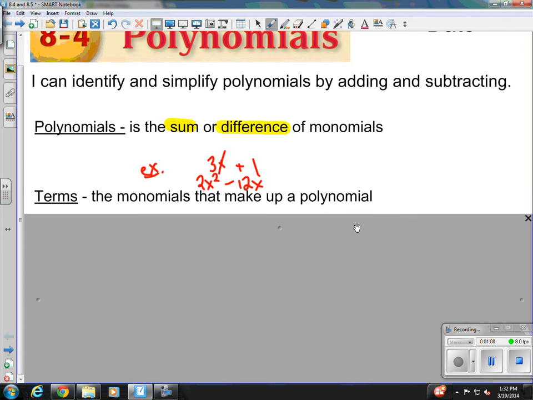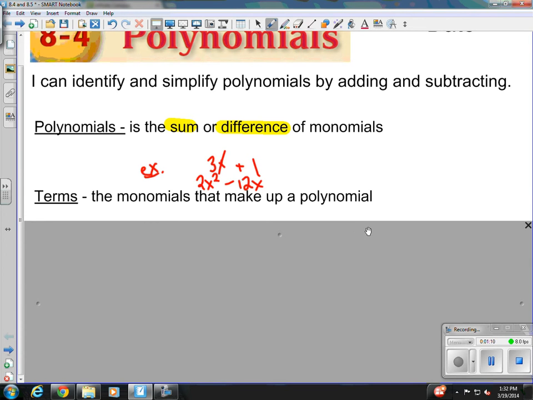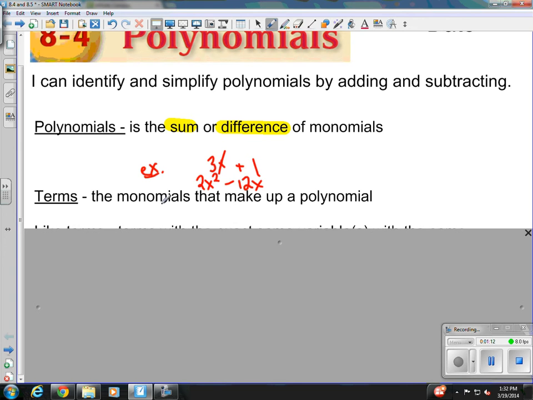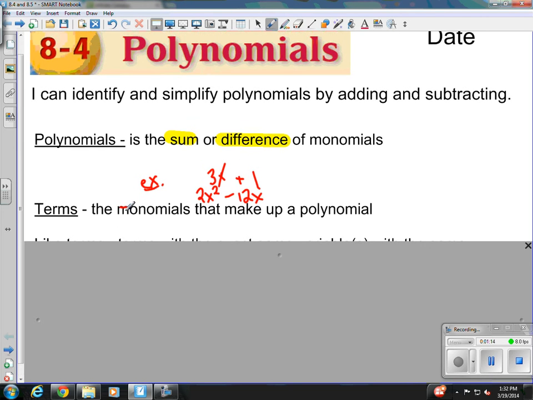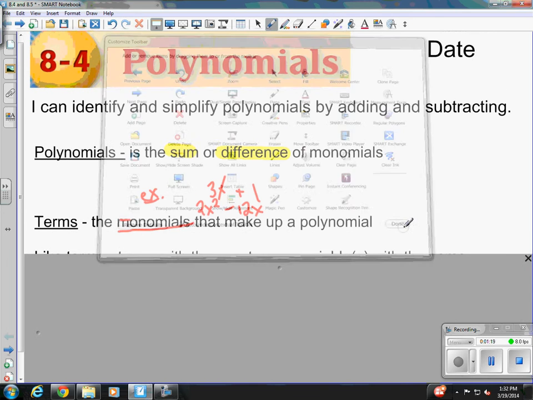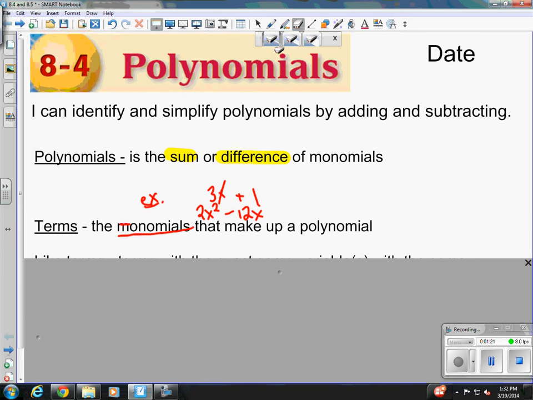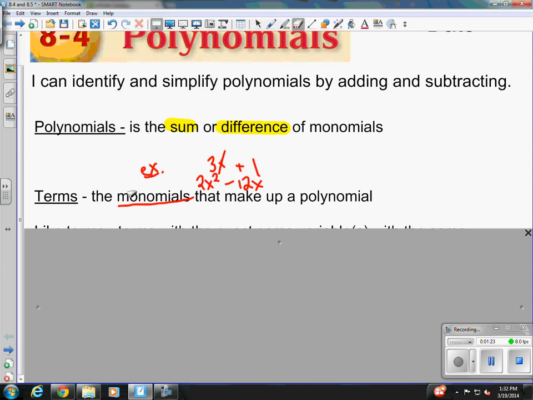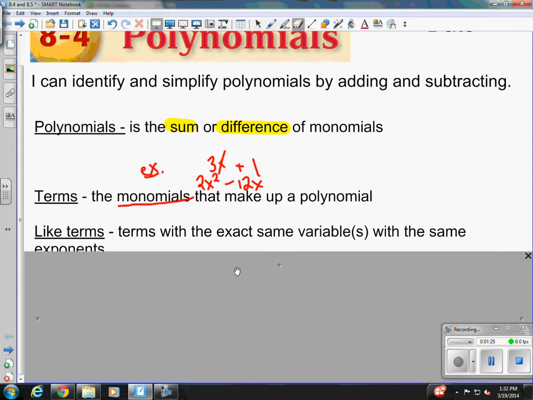Our next term is terms, the monomials that make up a polynomial. So it's just an individual monomial. Remember, mono means one.